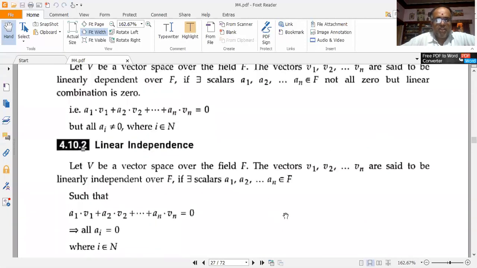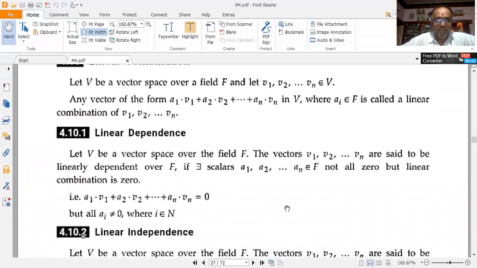Now linear independence. Linear dependence we shall talk about. Let V be a vector space over the field F, then the vectors v1, v2, etc. till vn are said to be linearly dependent over F if there exist scalars a1, a2, etc. till an belonging to F, not all 0, but the linear combination is equal to 0. That is, a1 v1 plus a2 v2 plus etc. till an vn is equal to 0, but not all ai equal to 0, where i belongs to N.